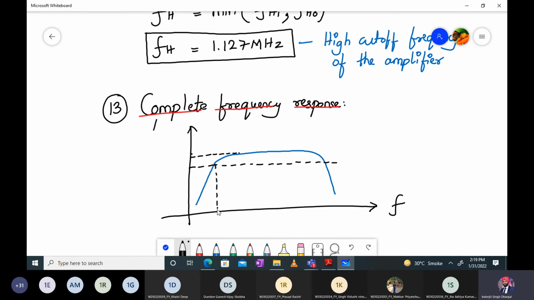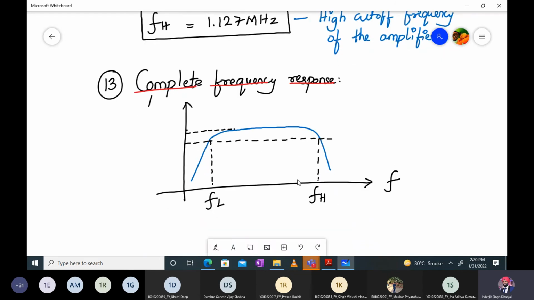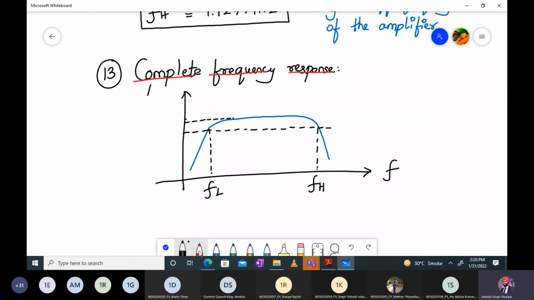And here you will mark FL and here you mark FH. What was the cutoff frequency FL? We found out in the numerical it was close to 316 hertz, and the higher cutoff frequency was 1.127 megahertz. The highest value was 33.9 dB, and that was the voltage gain. And this was 3 dB down.